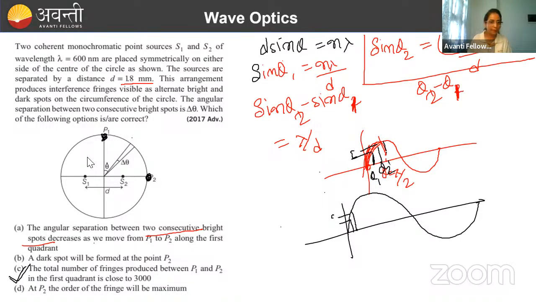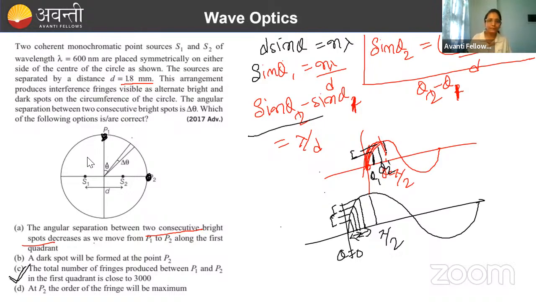Then sine theta 1 minus sine theta 2 is the same. So this value is the same. Again, let's take two angles here and here. So again, what will happen? This value and this value, that is, this one is the same. But see the difference in angle. The difference in angle will keep on increasing as we move from theta equal to 0 degree to theta equal to pi by 2. Why? Because its slope is decreasing. Done.